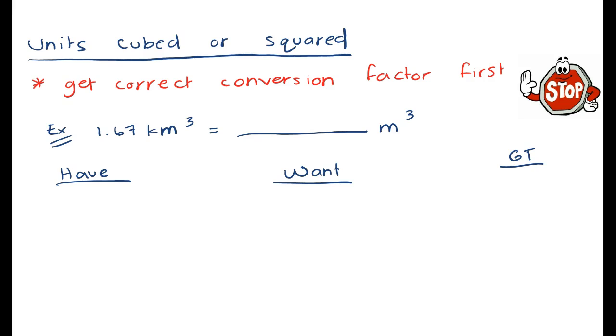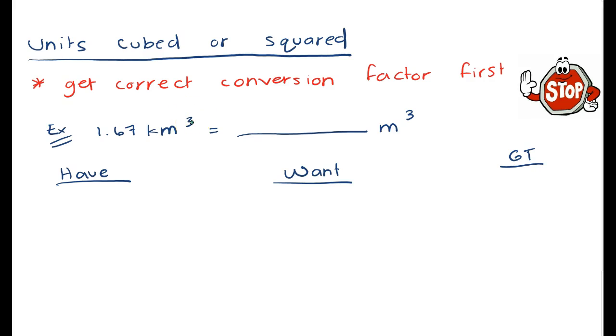So especially since we're going to be working with volume in chemistry, something we're going to see a lot is having units cubed. That's what we're going to see more commonly, and sometimes we'll see units squared. I want you to just stop yourself when you see these types of problems, because a common mistake is just keeping the same conversion factor. Keep in mind that you have to get the correct conversion factor first before you can proceed with the problem. We can't just move the decimal place, because now we have this cubed here.